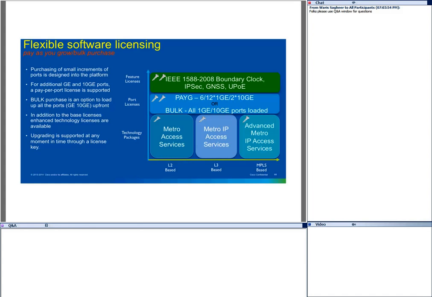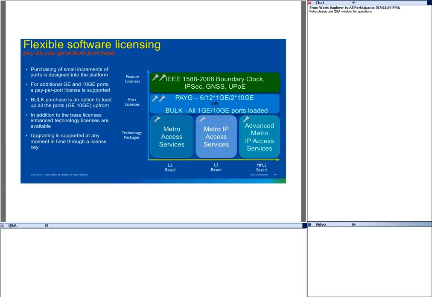Okay, so we talked about the newest 920 platform. Now it's important to understand licensing. I want to give you the licensing framework, and depending on the features supported on different platforms, the licensing will vary. But the framework is constant across all the 920 platforms.